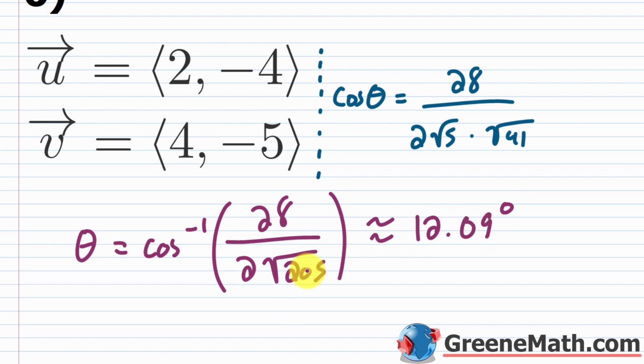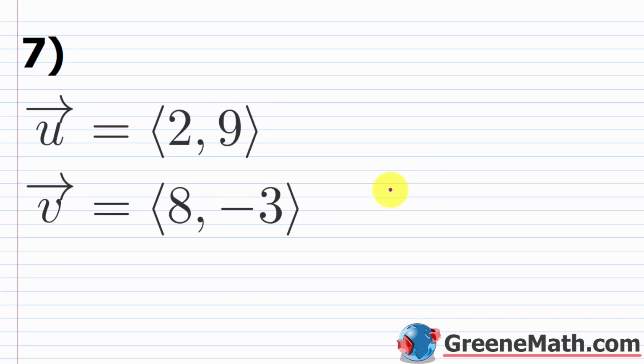Again, if you're having problems when you punch this into your calculator, you get something like a domain error, make sure you wrap things in parentheses for clarity. Some calculators are good about it, and other ones you really have to be specific. So for the angle between the vectors u and v, we get about 12.09 degrees. All right, let's take a look at problem 7.